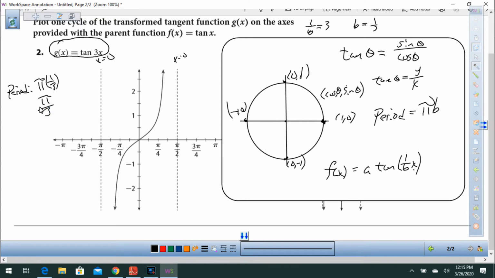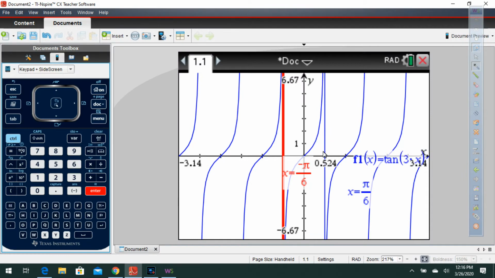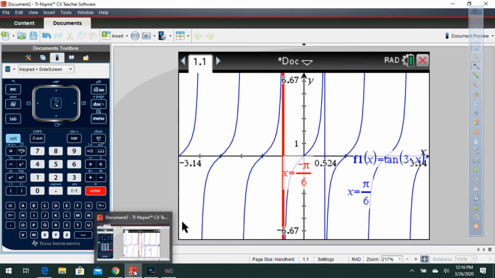Okay, that's the period. And half of it is on the right and half of it is on the left. Which is why we have pi over 6 here and negative pi over 6. 2 times 1/6 is 2/6 or 1/3. Okay, so that's how that works.